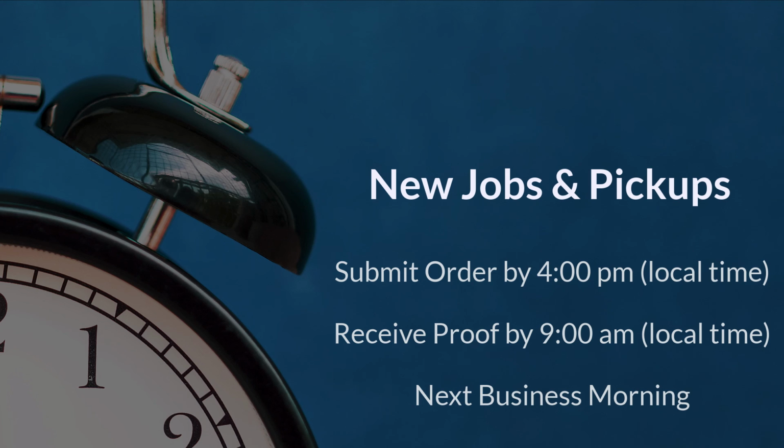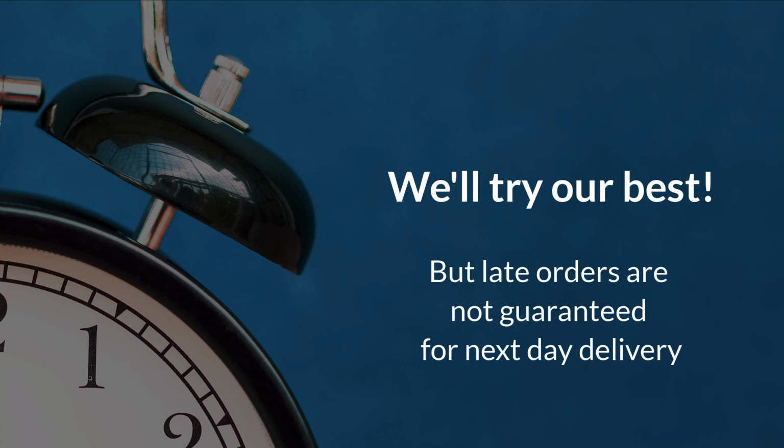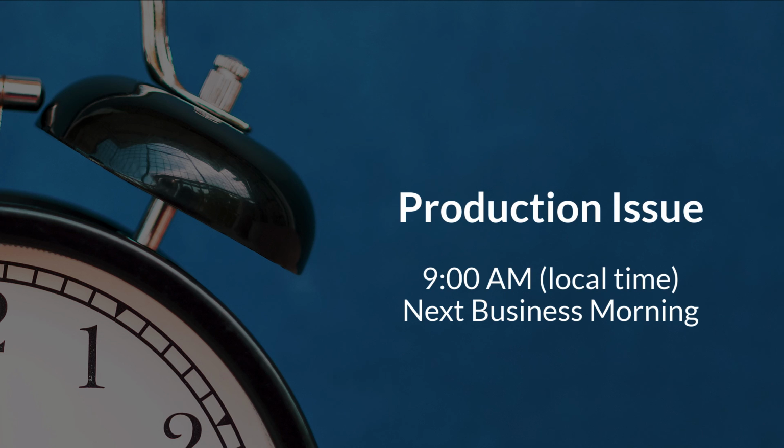4:00 p.m. local time is the deadline to submit jobs for delivery by 9 a.m. the next business morning. Anything submitted after the deadline is not guaranteed for next day delivery. If you had a production issue and you are resolving it on the same day that your ad was due to be delivered, it's going to go back in the queue for delivery the following day. So if you need that back the same day, please call Metro's client services team so we can check with the designers and get that added as a rush job.